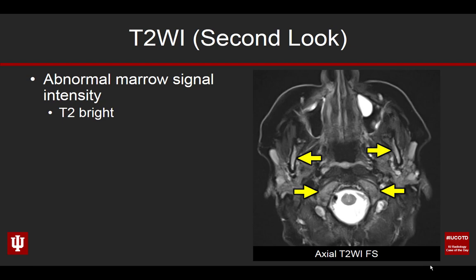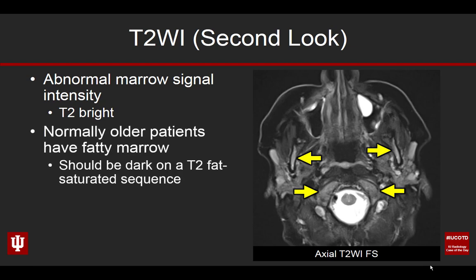As we take a second look at our axial T2 weighted image, we can see that the marrow is bright. Look at the yellow arrows. The top yellow arrows are pointing at the mandible. The bottom two yellow arrows are pointing at the occipital condyles. These should be dark with the fat-saturated technique. Normally, older patients have fatty marrow, and it should be dark on these fat-saturated sequences.